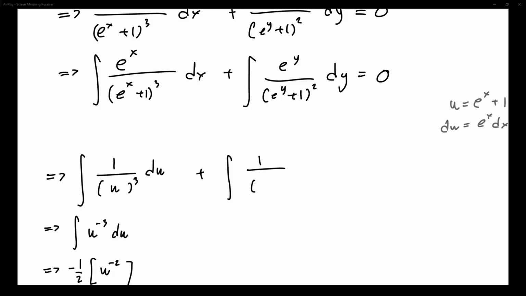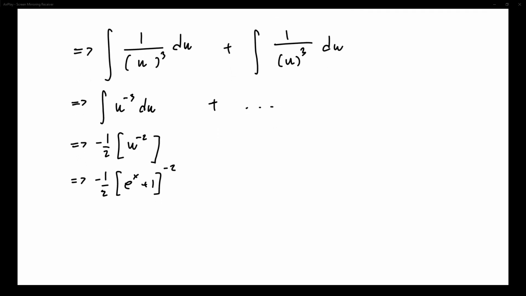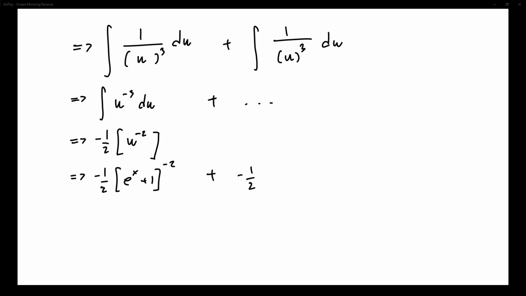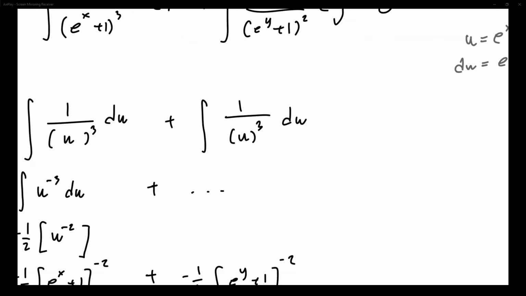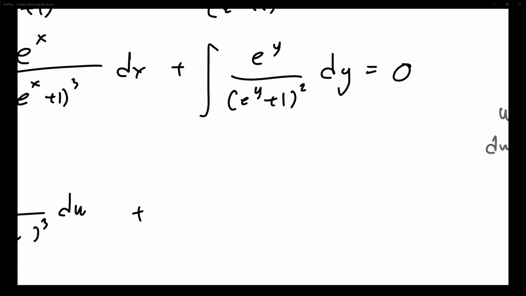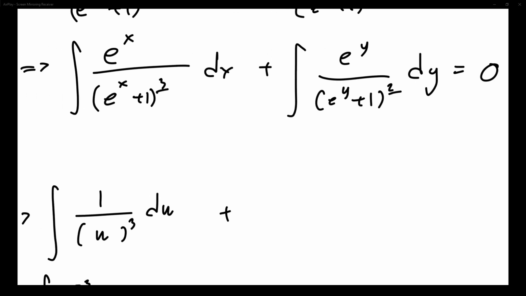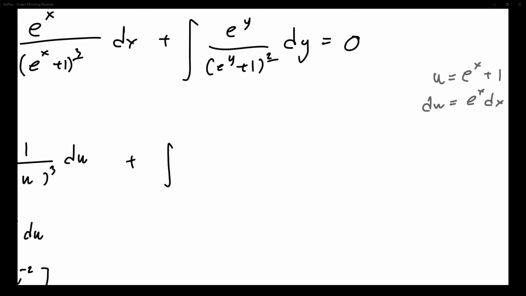Let's use the same notation. We're allowed to do that. You know, you can dot dot dot, whatever. It's going to be negative 1 half e to the y plus 1 to the negative 2 power. Oh, wait a minute. Little mistake. Not quite, my bad. Because it's not the same power. This is 2 and this is 3. So we're gonna have to rewrite it.